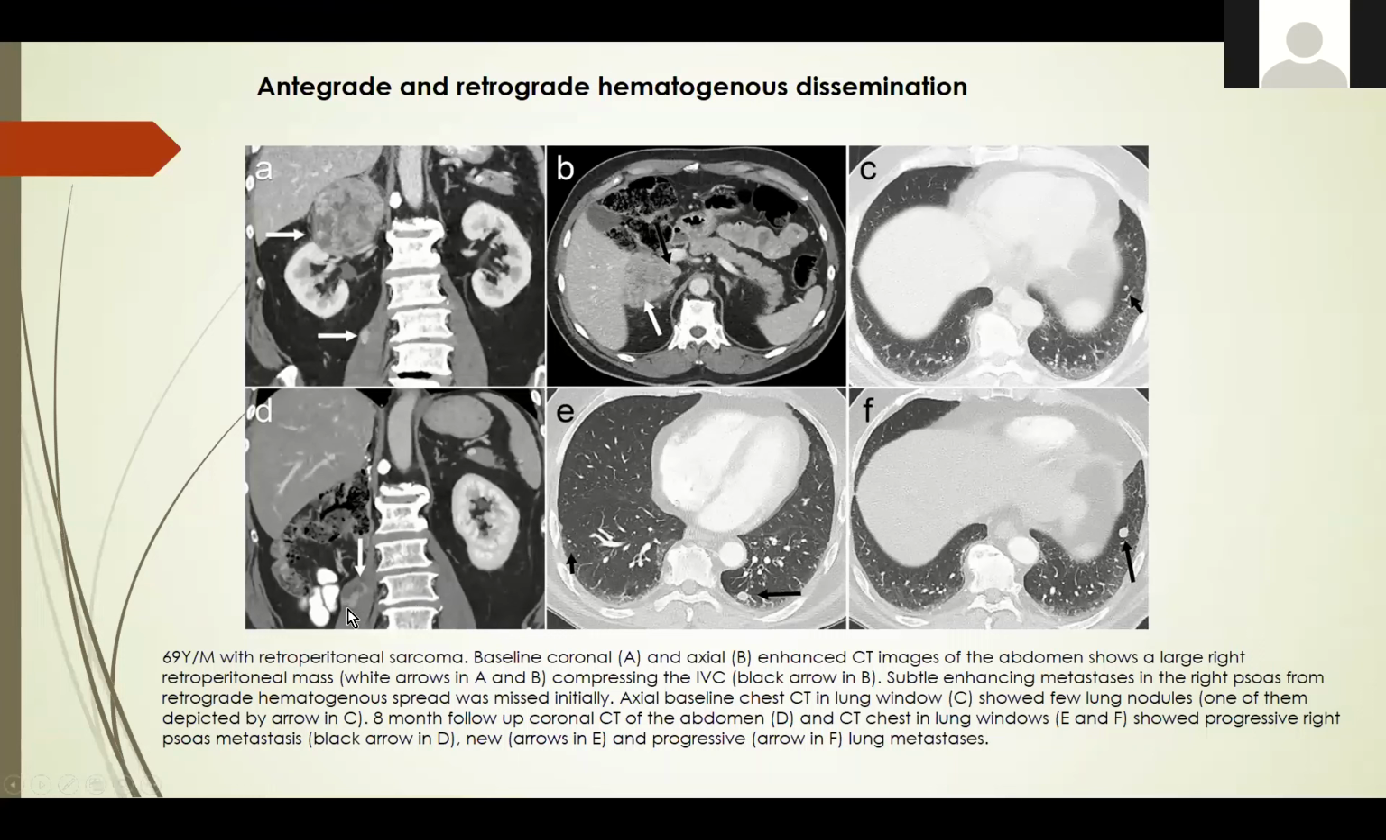And even this retrograde spread. So the IVC is connected to all the draining intercostal or lumbar venous plexus, and then it goes into the psoas muscle here. This psoas muscle is a retrograde metastasis, a retrograde hematogenous metastasis.